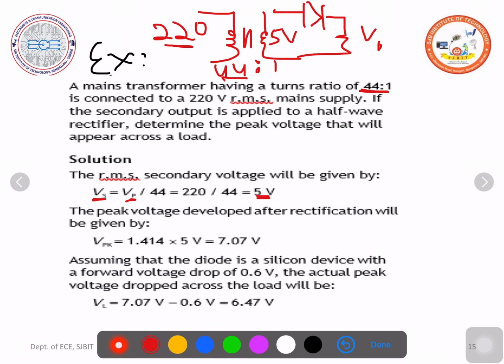Convert this RMS value to the peak value. How to convert? The peak value will be given by root 2 times 5 volts. So approximately 7 volts. Here approximately 7 volts is the peak voltage.